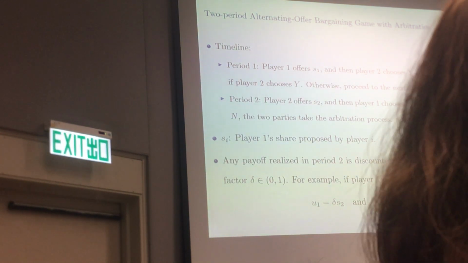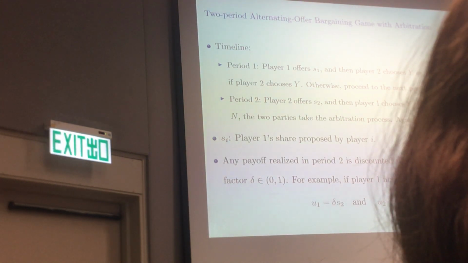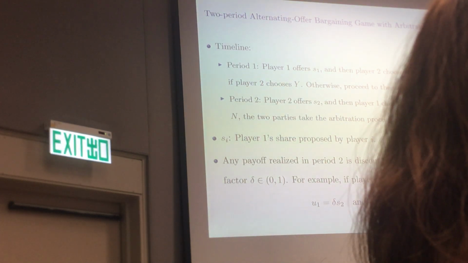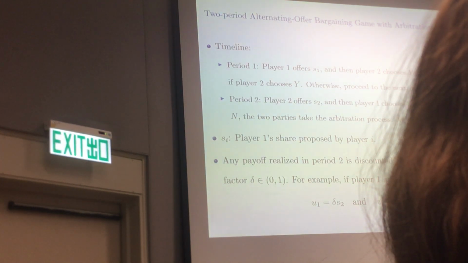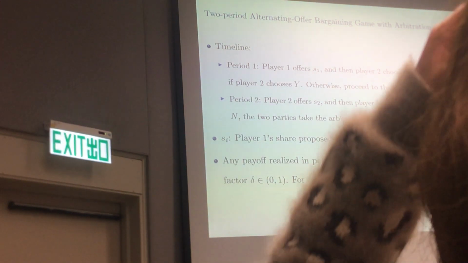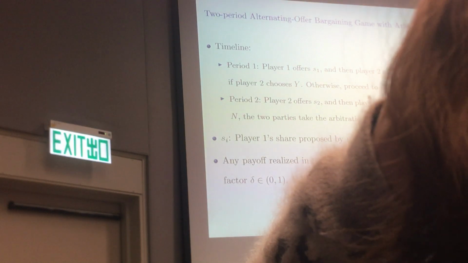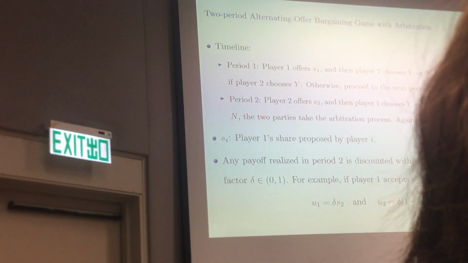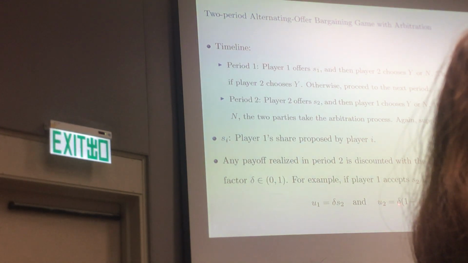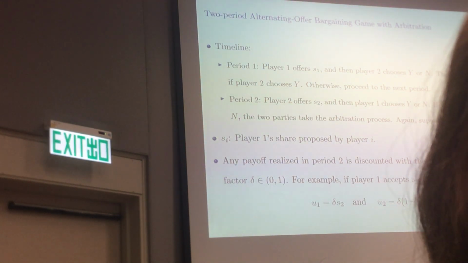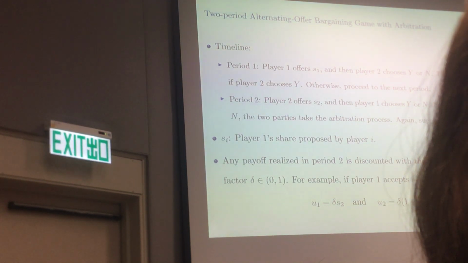So if player 1 accepts this S2, then player 1 will enjoy S2 out of the entire pie, but that payoff is discounted from the viewpoint of the first period. So in the first period, player 1 will think that if I accept S2 in period 2, then my payoff is delta times S2. So the future payoff is discounted. And from period 1's point of view, the payoff of player 2 will be delta times (1 minus S2). Okay?